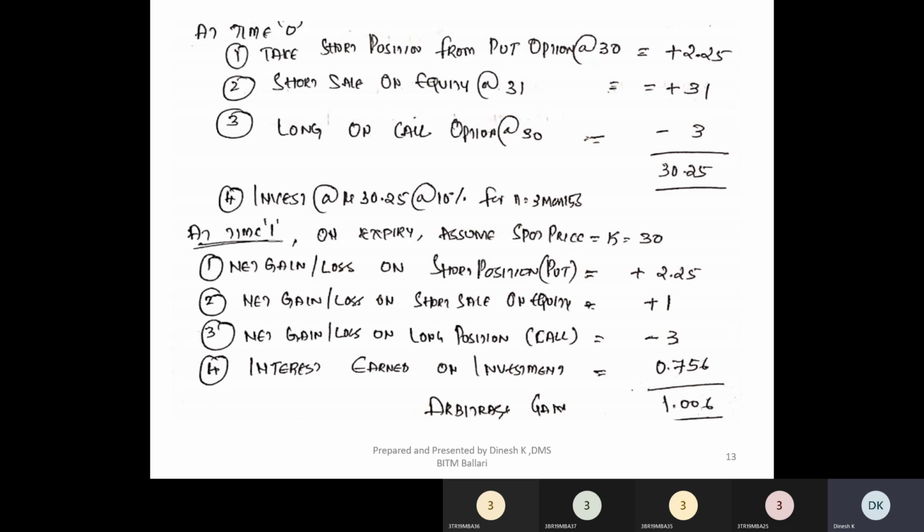Let's say the market price is 30. The investor will buy at 30 and return the share to the broker. He will make a gain of 1 rupee. So a decrease in the price will make a profit, and an increase in the price will make a loss.